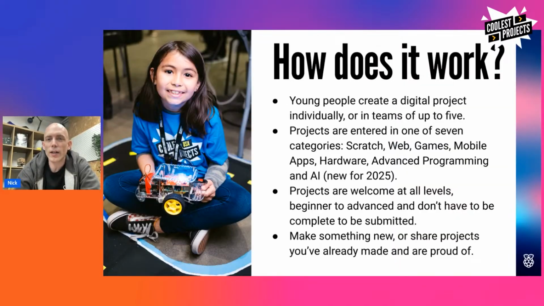Okay, how does it work? Well, you can make a project in one of our 7 categories. Today, we're going to be doing mobile apps. We've also got a new AI category this year. So if that's something you're interested in, please take a look on the Coolest Projects website at that. We work on projects at all levels, whether you're a beginner or an experienced coder. And we also accept projects that are still work in progress. So if it's not complete, don't worry. As long as it involves code and you're proud of it, it's perfect for Coolest Projects.